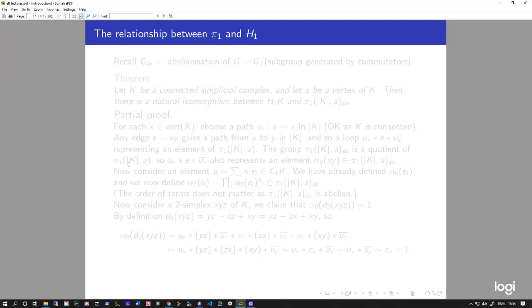So in the last video, we discussed the relationship between pi0 and h0, and now we're going to consider instead pi1 and h1, which is a bit more complicated. Okay, so firstly, we need to recall this definition of the abelianization of a group G.